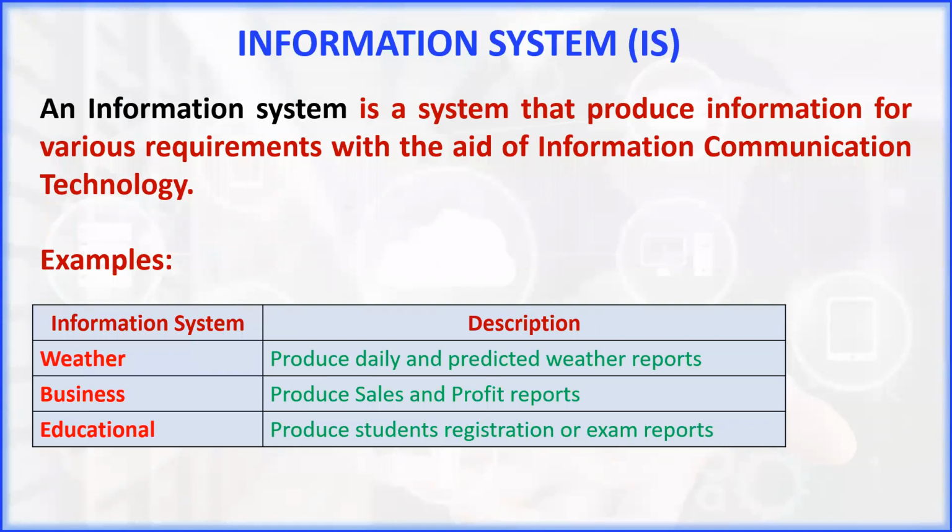Then similarly, another example is the educational information system. Through the educational information system, you will have different types of information. Your presentations, your exam results, notes, all of these things you can get through the educational information system. These are some examples of information systems. Right. Complete your note now.